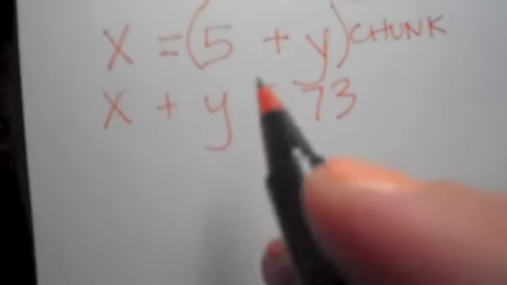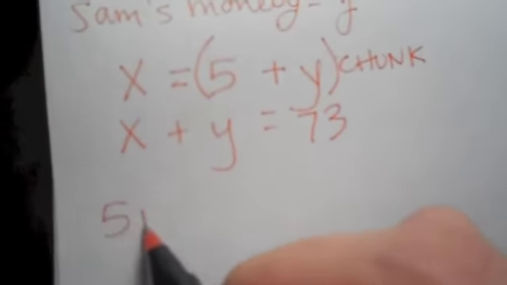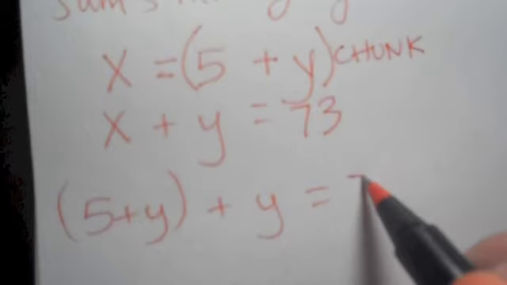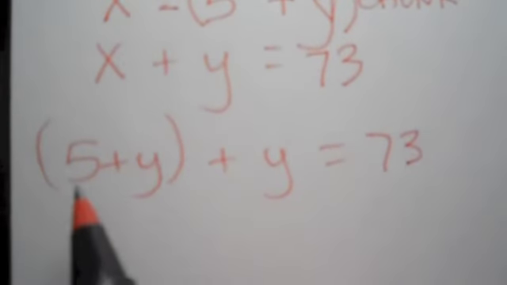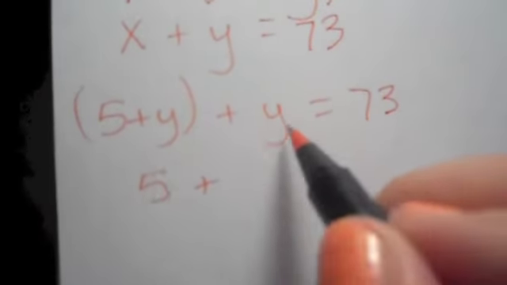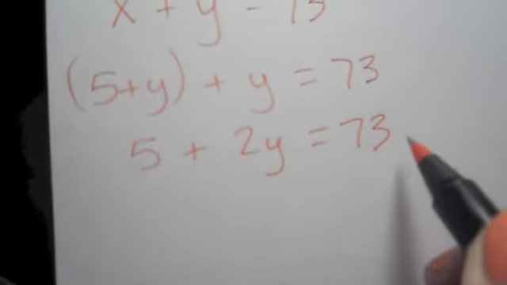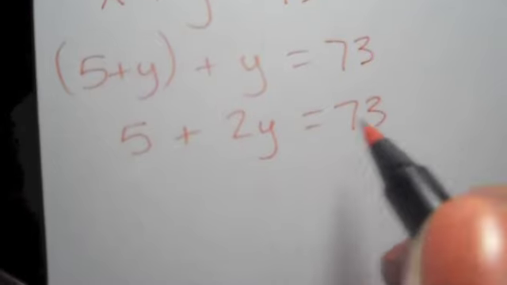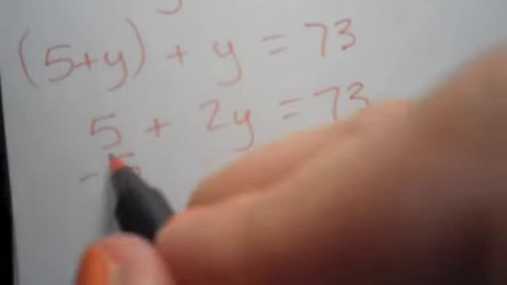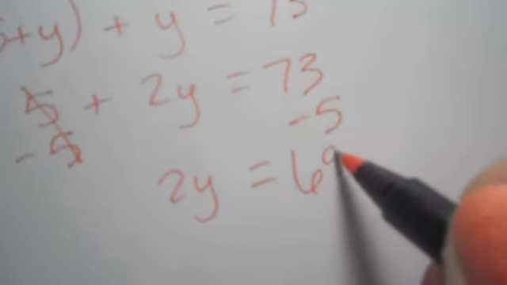Alright, that's our chunk. So plugging this in for X here, let's rewrite it. Instead of X, we're going to write 5 plus Y. That's our chunk. Alright, we'll continue writing. Plus Y equals 73. Alright, well 5 plus Y plus Y. We need to combine like terms. 5 plus 2Y equals 73. We need to get Y by itself. There's a 5 here that needs to go to this side so that Y is by itself. So we'll subtract 5, subtract 5. It's going to go away. We got 2Y equals 73 minus 5 is 68.